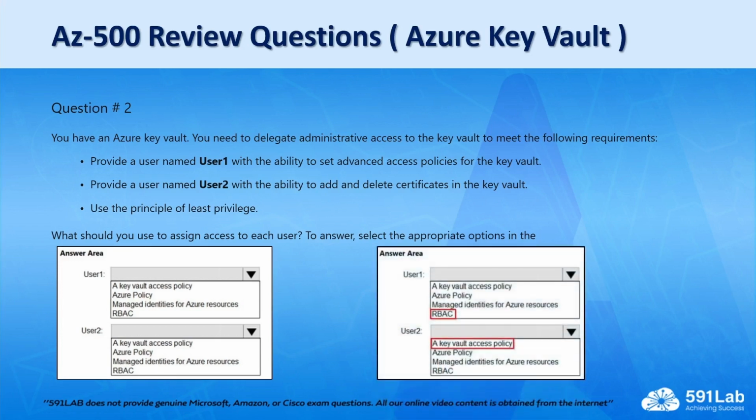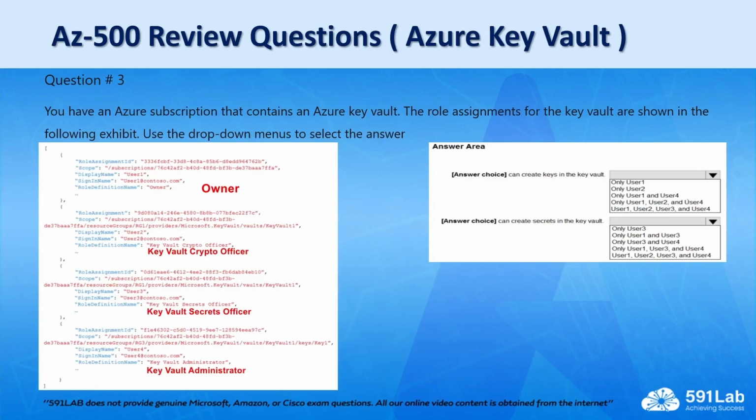Yes, this is our answer. For user 1, it should be RBAC. And for user 2, it should be Azure Key Vault access policy. Now it is time to move to the next question.